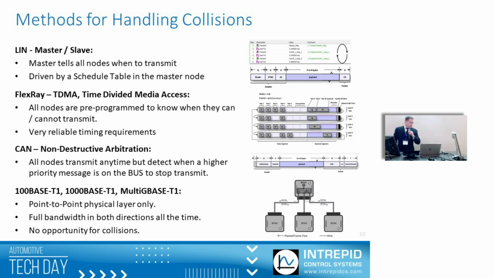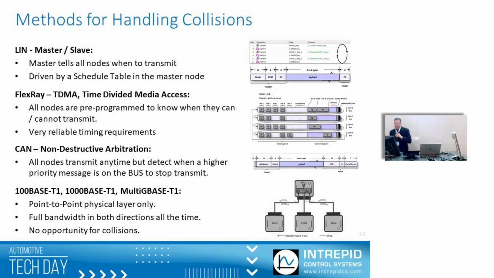Okay, just by way of comparison, looks like I have time to do this. Methods for handling collisions. I like to do this slide because different networks out there handle things in different ways. In LIN, Local Interconnect Network, anytime you have a network, there has to be a way of managing collisions or making sure that collisions don't exist on the network, so that a transmitter can get its data through to the receivers. In Local Interconnect Network, you have one master node that says, okay, you transmit now, a master-slave type of network topology. The master tells everyone when they can or cannot transmit.